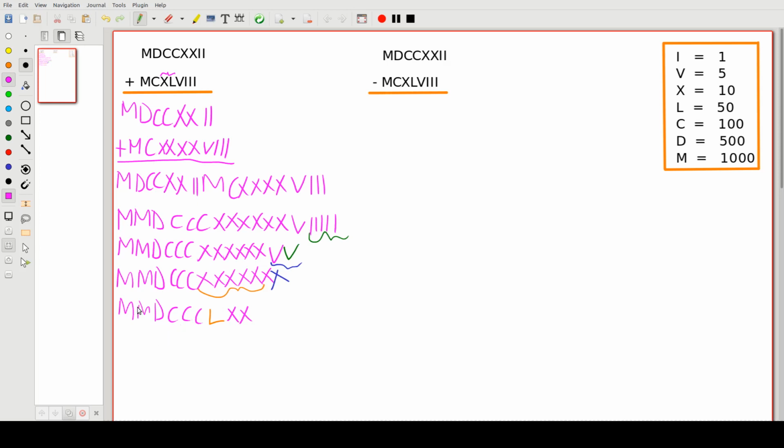The only thing we have to look at now is whether there is anything we can change back into subtractive notation to make the answer look a little bit smaller, to take up less character space. And no, we don't see anything we can do there. So this will be our final answer unless I missed something. Right, so let's quickly check the actual numbers. So this number, we've got 1,500, 600, 700, and 10, 20, 22.